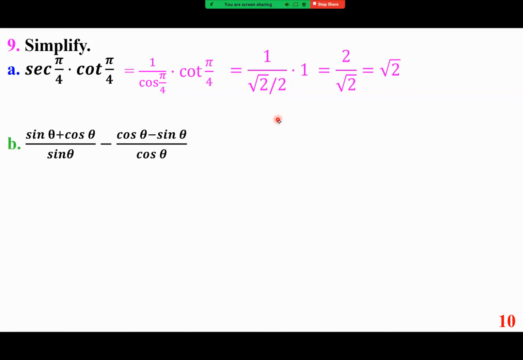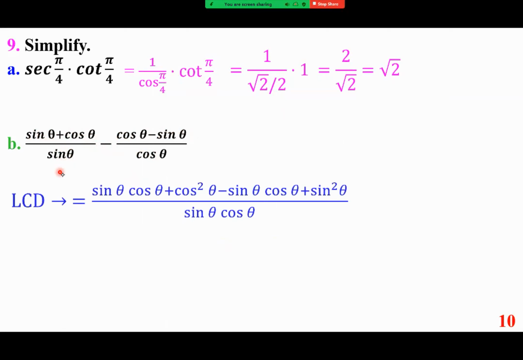We want to simplify this. We take a common denominator of sine theta times cosine theta. So we multiply this by cosine theta, minus we multiply this by sine theta. So sine theta times cosine theta plus cosine squared, minus sine theta cosine theta, minus and minus plus sine squared. I'm assuming taking a common denominator is not a big deal for anybody, and we can handle it, okay?